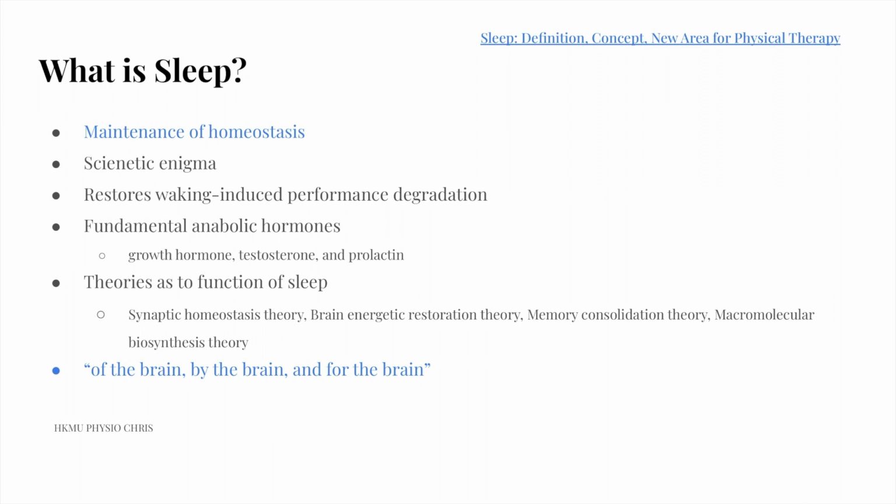Theories as to the function of sleep have naturally focused on the brain. The synaptic homeostasis theory, the brain energetic restoration theory, the memory consolidation theory, and the macromolecular biosynthesis theory have all cited a central emphasis on the significance of sleep for the brain. Unforgettable, there is a declaration of sleep being a product of the brain, by the brain, and for the brain.